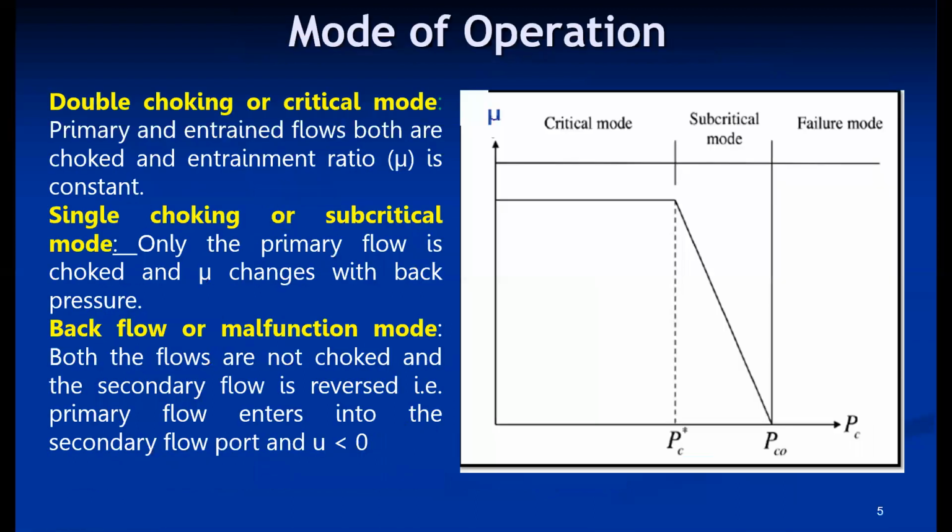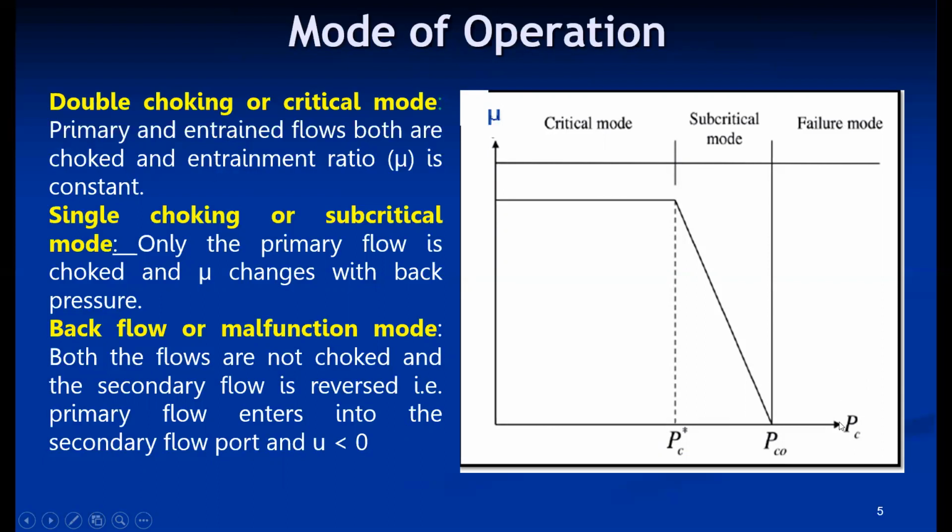There are some different modes of operation, because ejector working is not going to be easy. There are some settings required, and it highly depends on the back pressure. Back pressure is the condenser pressure. So let me explain the curve. On the y-axis, we have the entrainment ratio, that is the ratio of secondary fluid to the primary fluid. And on the x-axis, we have the condenser pressure. There are three modes of operation. So we start from this failure mode.